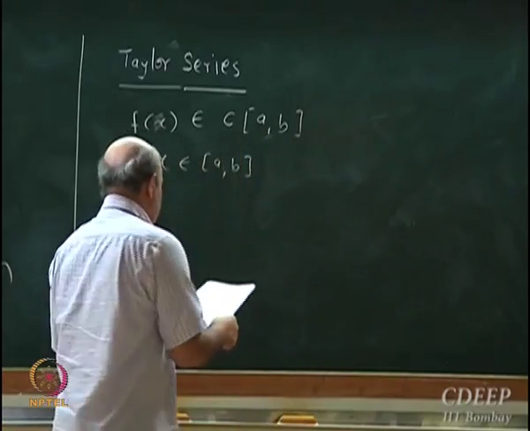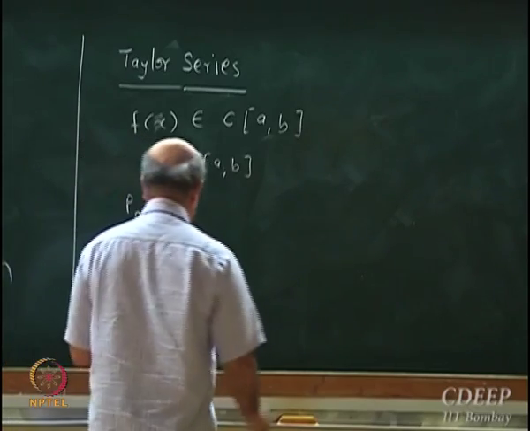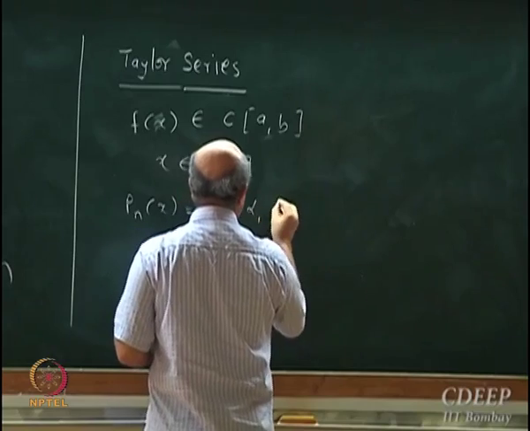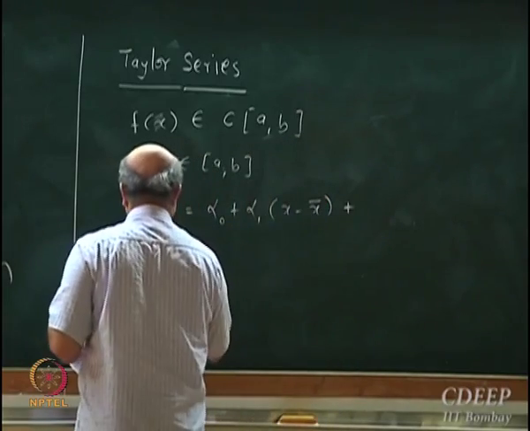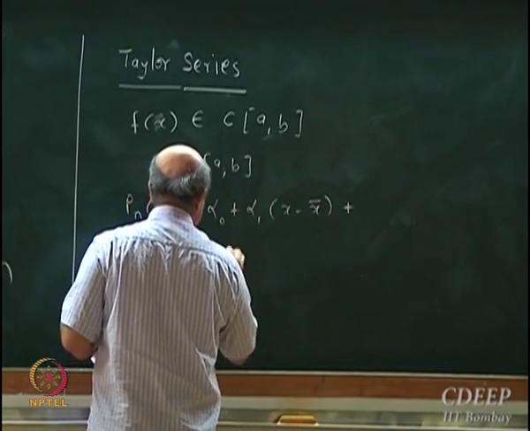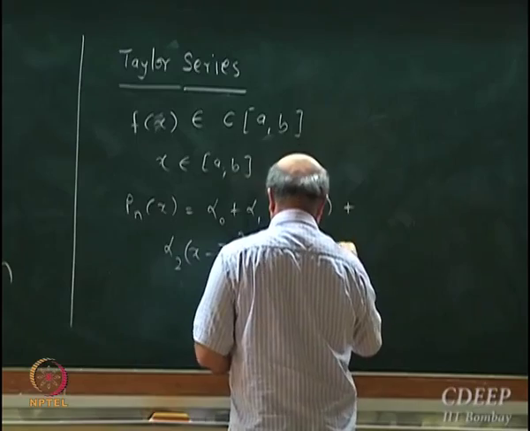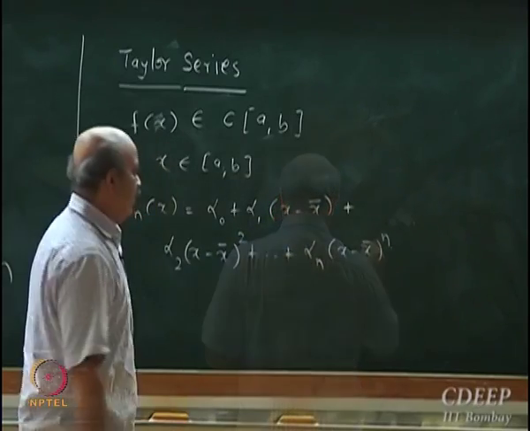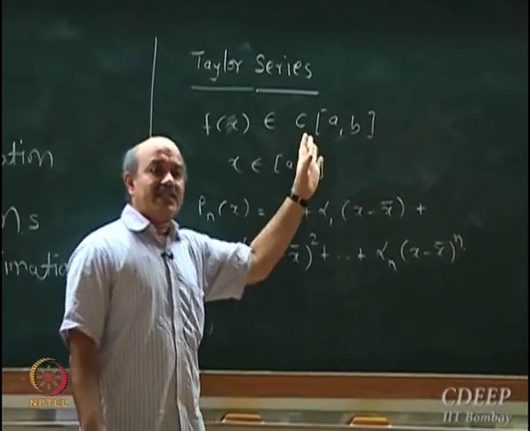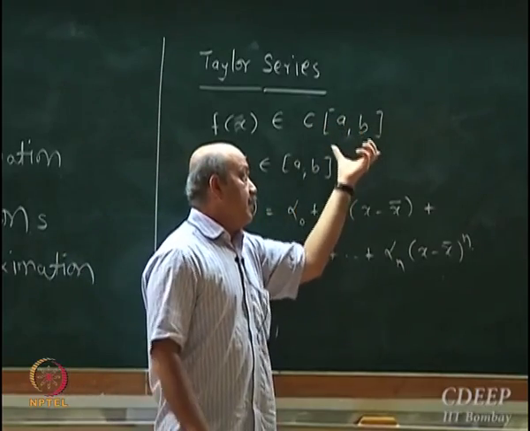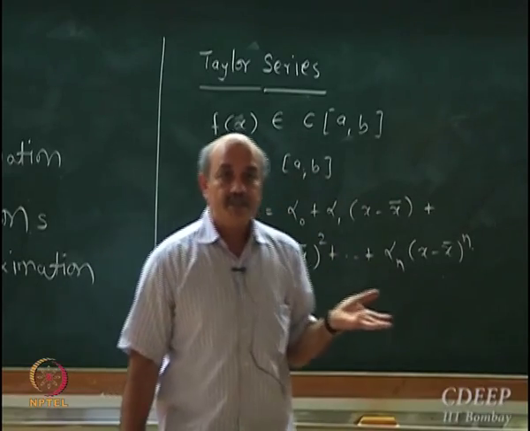Now what is this nice property? Let's say this Pn(x) is the local approximation, alpha 0 plus alpha 1 (x minus x bar) plus alpha 2 (x minus x bar) squared, up to alpha n. When you are doing Taylor series approximations, you cannot just talk about continuous functions. You need something more. You need differentiability, okay.